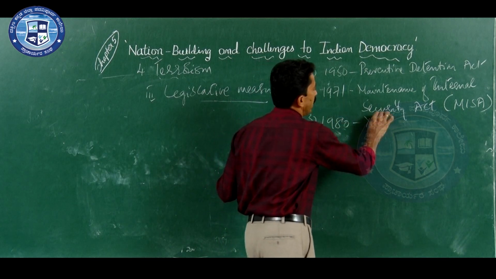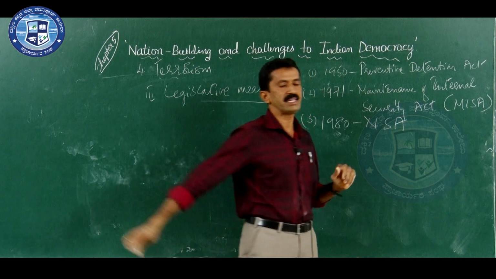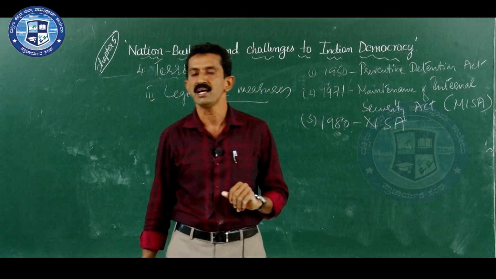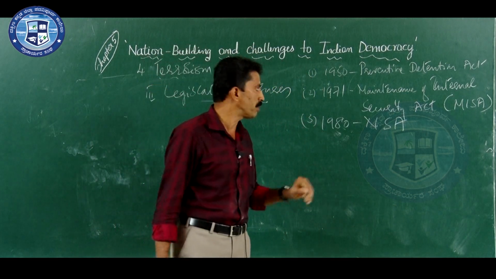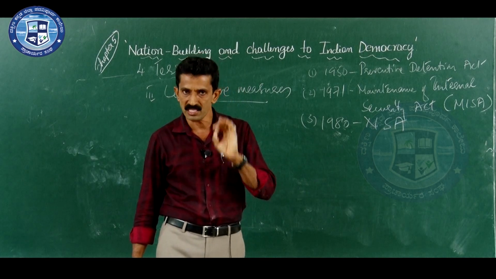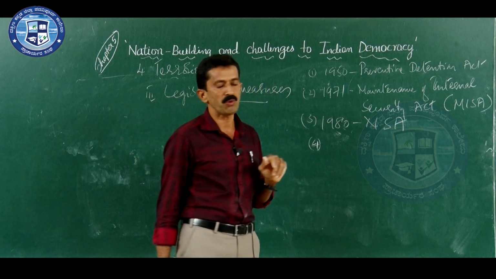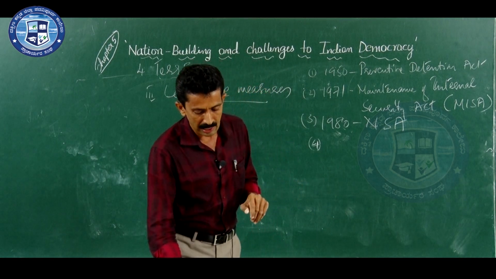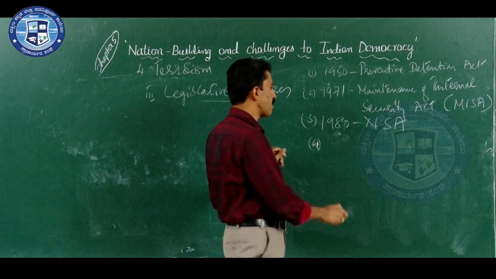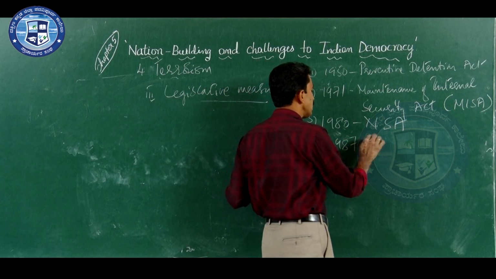Then the third important act was made in 1980, that is the National Security Act, NSA. Still it is in practice. The National Security Act was made in 1980, which is still in practice. And another most important act was made in 1987.